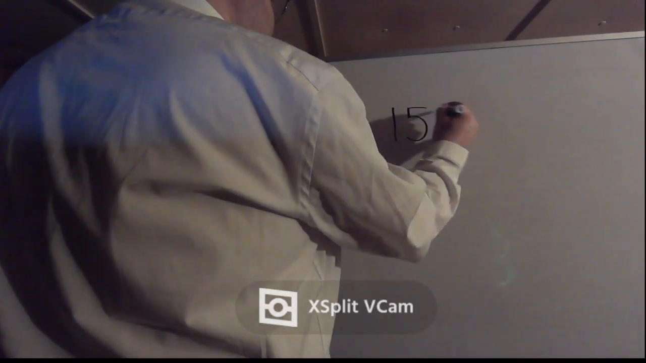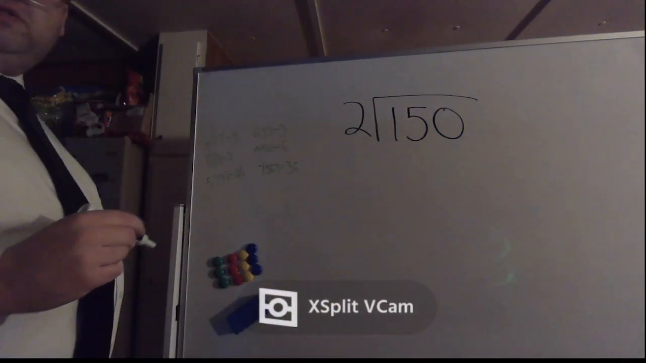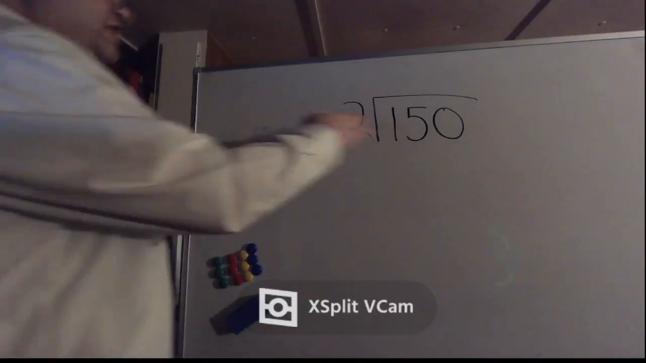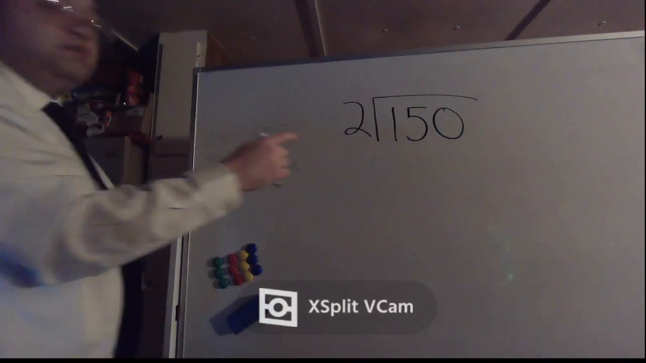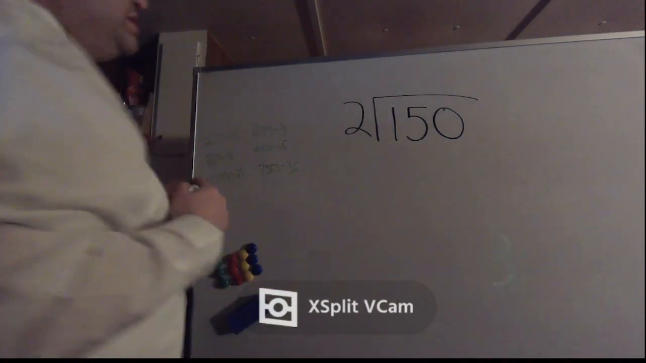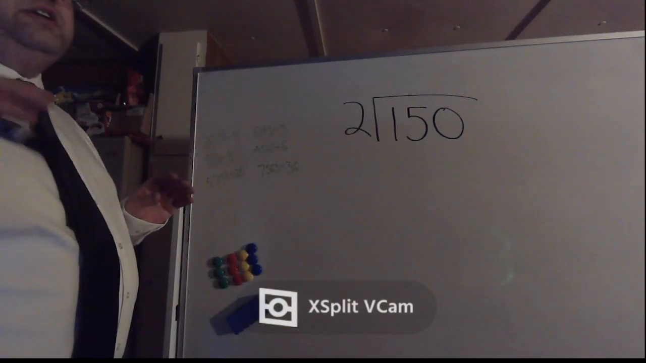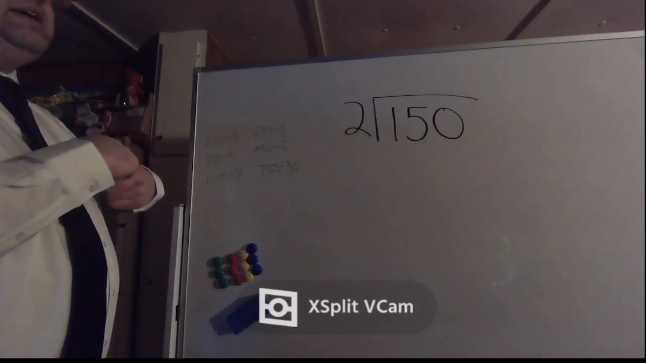Let's do something a little bit harder. How about 150 divided by 2? What is 150 divided by 2? We know 2 doesn't go into 1 at all, so how many times does 2 go into 15? Okay, so here's the trick. 2 doesn't go into 15 evenly. You'd be right. Nothing times 2 will equal 15, at least not evenly with a whole number.